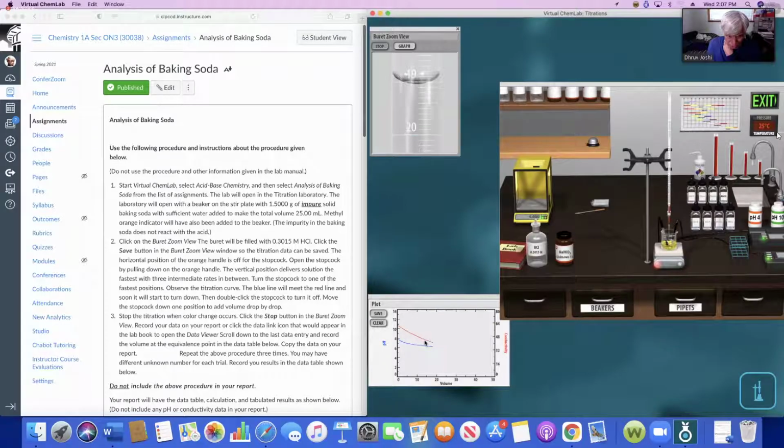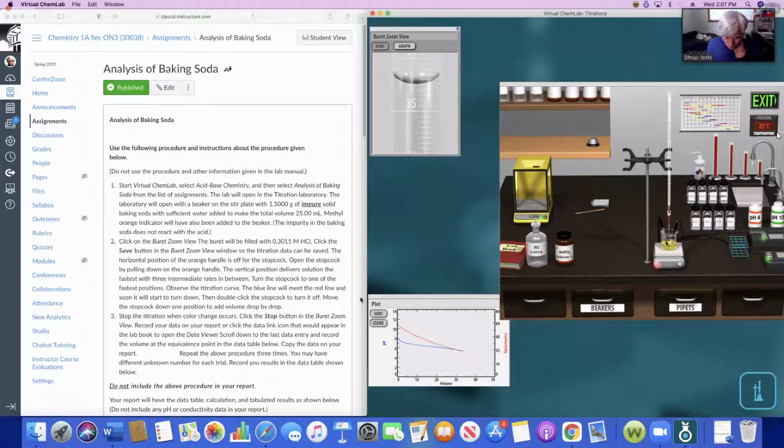Observe the titration curve. You don't need to do anything with the titration curve. You don't need to tell me anything. Just observe. And the blue line will meet the red line, and soon it will start to turn down. Then double click the stopcock to turn it off. So I'm gonna get ready to turn off the stopcock. See, I double click, it turned it off. This is what I'm talking about. Now, if I double click, it opens up.